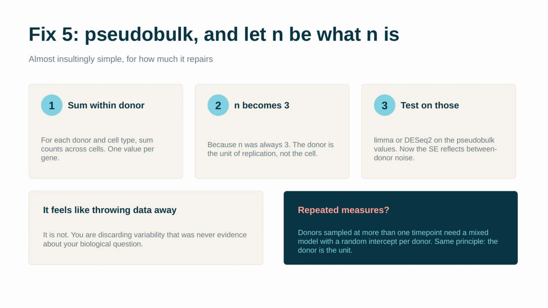What is left, 3 numbers per group, is the actual unit of replication in your experiment, the donor. Now n is 3, because n was always 3. The standard error reflects between-donor variability, which is the thing your biological claim is about. And now you can run limma or DESeq2 on those pseudobulk values, and get an honest answer. If you have repeated measures, donors sampled at more than 1 time point, then you need a mixed model with a random intercept per donor, using something like dream. But the principle is identical. The donor is the unit, not the cell.